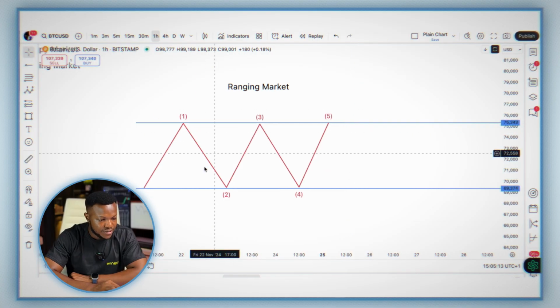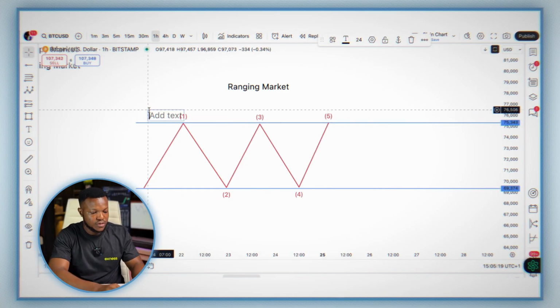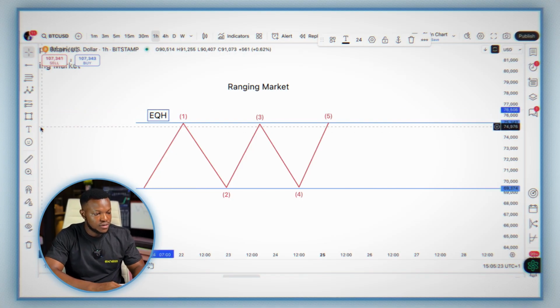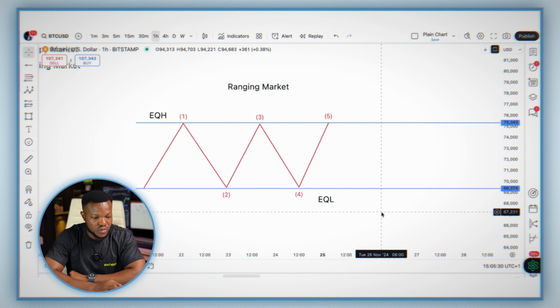So you can see from this particular screen that price is maintaining equal highs. At the top we have the highs, so let's put this equal highs. I would identify that using EQH, and also price is giving us equal lows at the bottom. I will call that EQL. That is the equal lows.